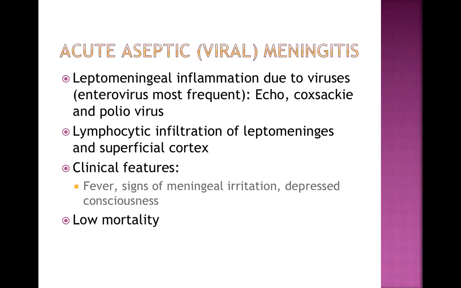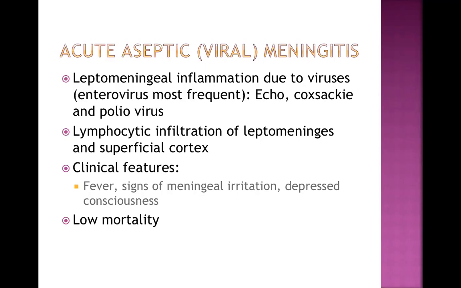Now, another type of meningitis is known as aseptic meningitis or viral meningitis, and there is inflammation of the leptomeninges because of viruses. Enteroviruses are the most frequent organisms, like Echo, Coxsackie, and polioviruses. Now, if we analyze what is happening in the leptomeninges, there is lymphocytic infiltration because these are viral infections, and many of the time the superficial cortex is also affected.